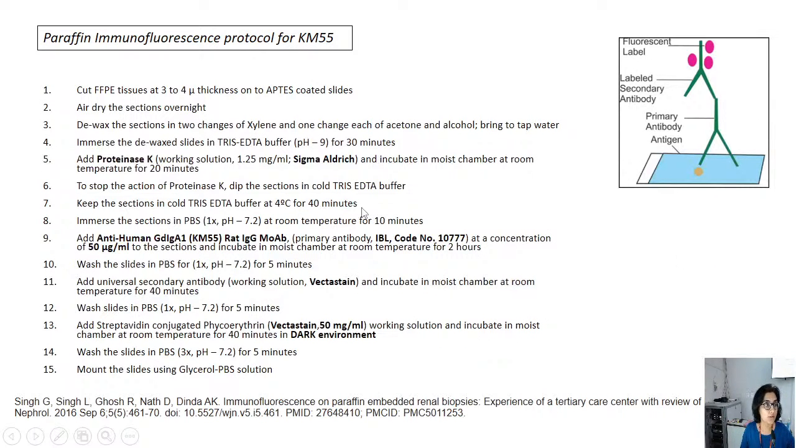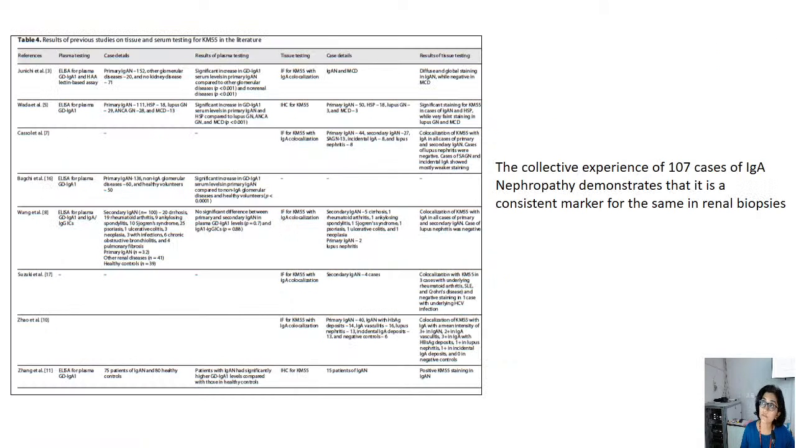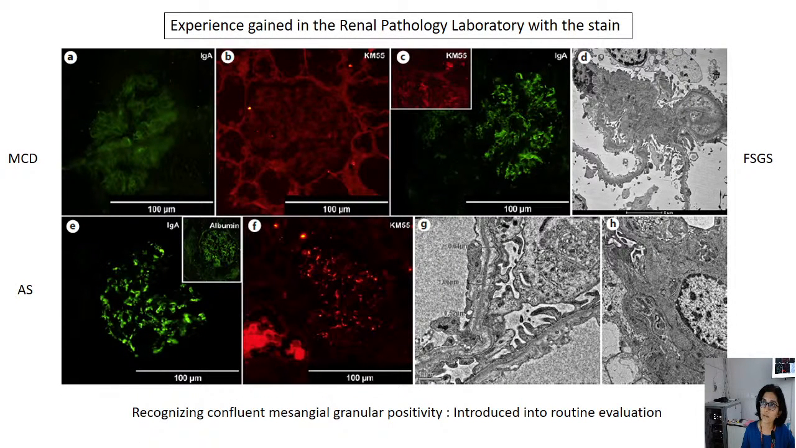We put in a protocol which we had standardized in the laboratory and published in 2016, which is a paraffin immunofluorescence protocol, which worked very well for this stain. And it's a very new stain in the field. Very few labs have actually standardized it. So from our experience and the collective experience in literature of 107 cases, if we put them all together, we now know that it's a very consistent marker for IgA nephropathy in renal biopsies.